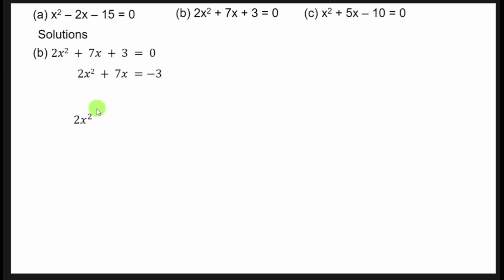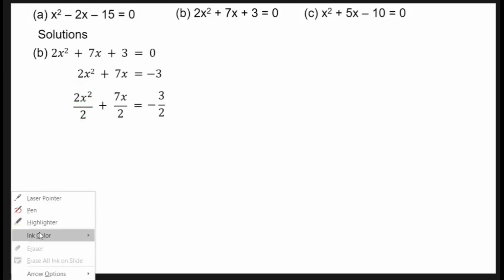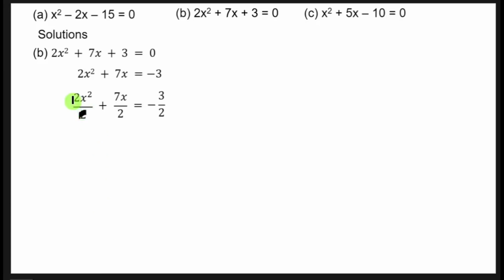So we are going to have 2x squared divided by 2 here, plus then we have 7x also divided by 2, equals then negative 3 divided by 2, so that this 2 and 2 cancel out. That's the whole idea here. So this 2 and this 2 must cancel, so that we remain with x squared plus 7x over 2 is equal to negative 3 over 2.